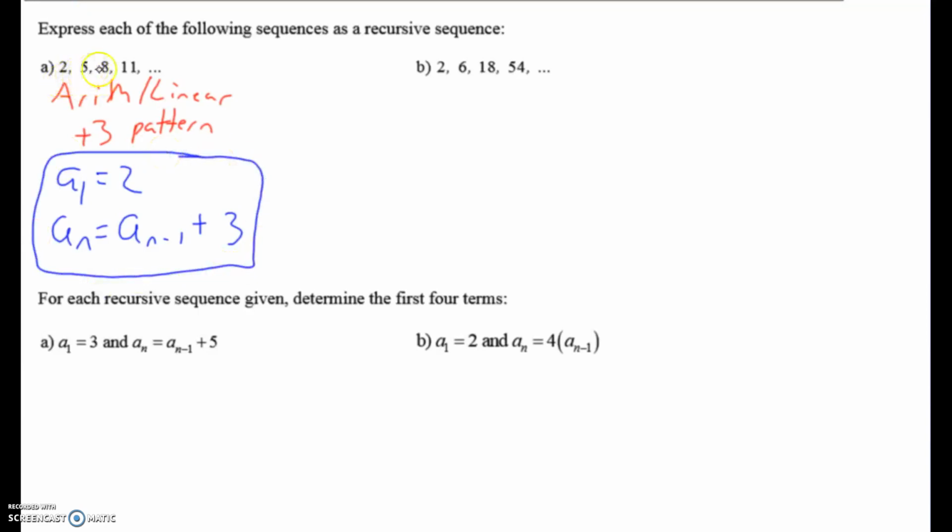Every term in the sequence is the previous one plus 3. This little notation, a sub n minus 1. And it's important that the n minus 1 is a subscript. Don't write it as this. That's not a n minus 1. It's not a times n minus 1.